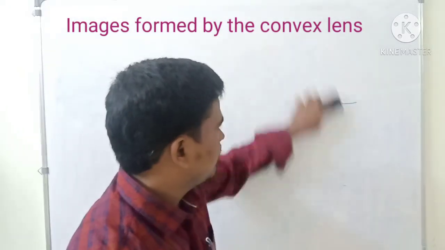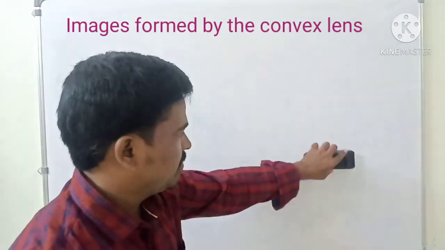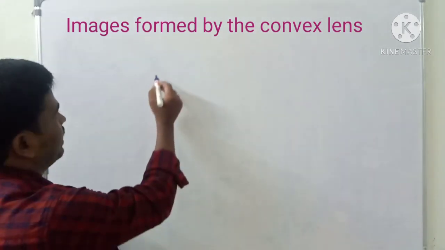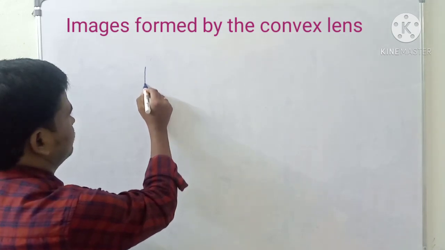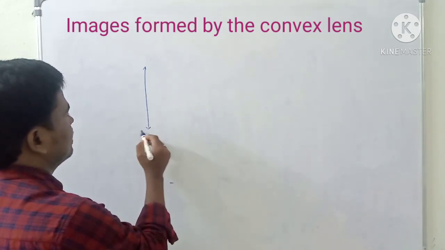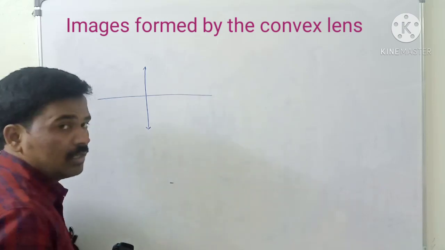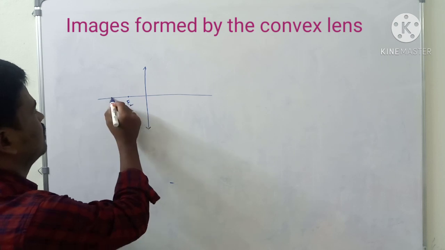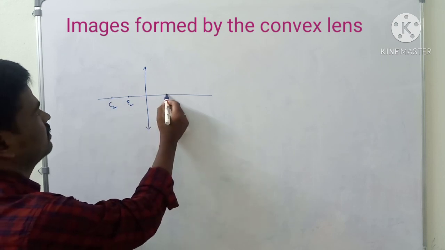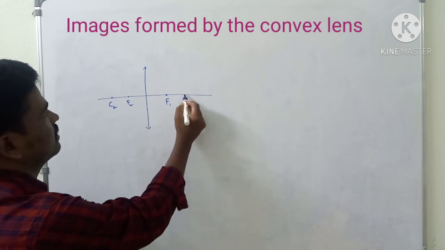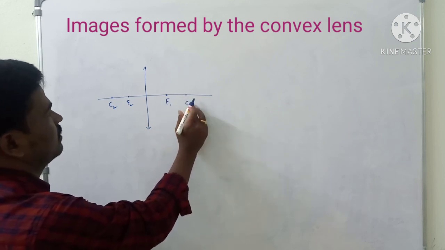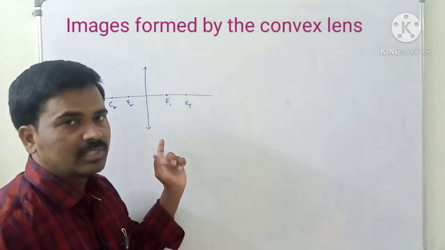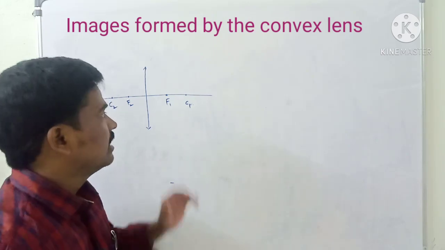First, let us understand how many places there are before the lens to put the object. Let me explain. This is the convex symbol. Here we have focus, center of curvature, here also focus, center of curvature. We have 6 places to put the object before the convex lens. What are the 6 places?